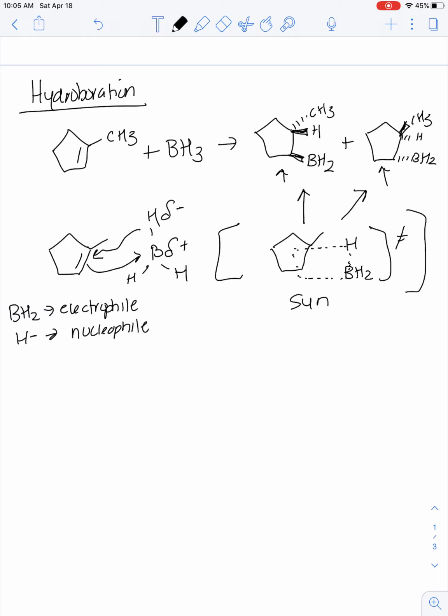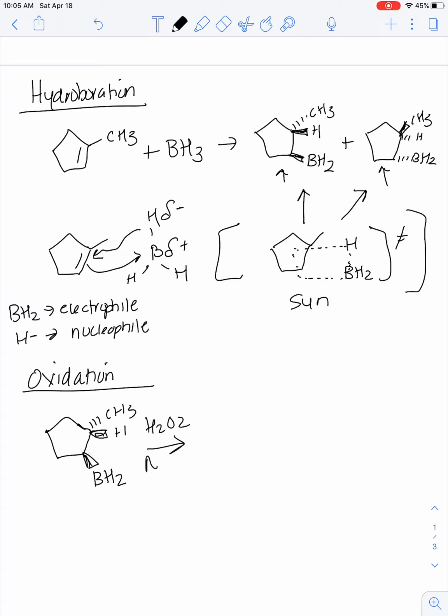When we look at oxidation, for oxidation, we won't be covering the mechanism for this step, but again, this is going to be the second step of the reaction. So when we look at the product of that first step, the hydroboration, I'm just going to look at it with one of the products, when BH2 and hydrogen are both coming out of the page. Hydrogen peroxide and sodium hydroxide are used for this oxidation process.